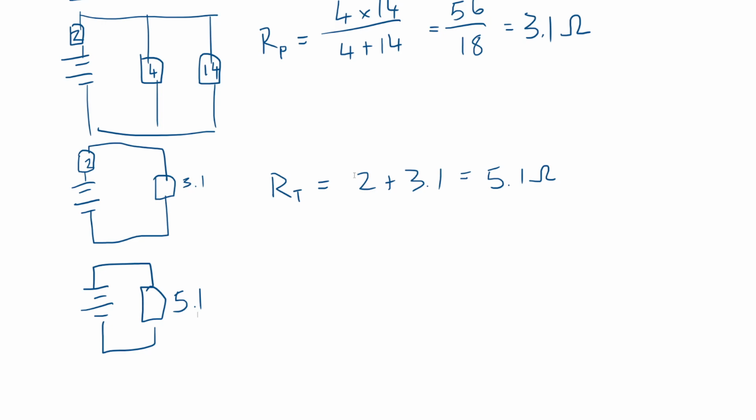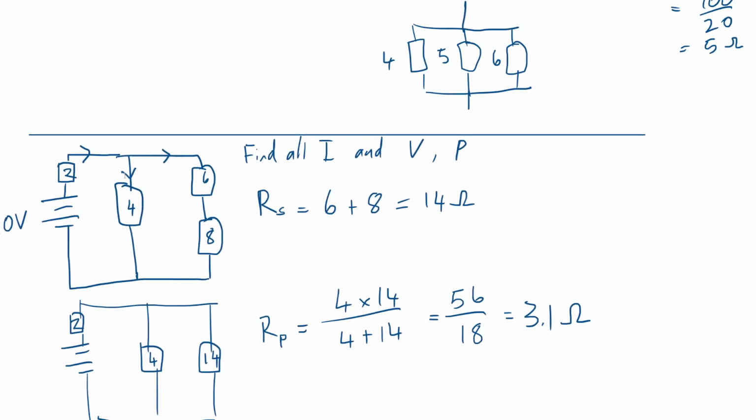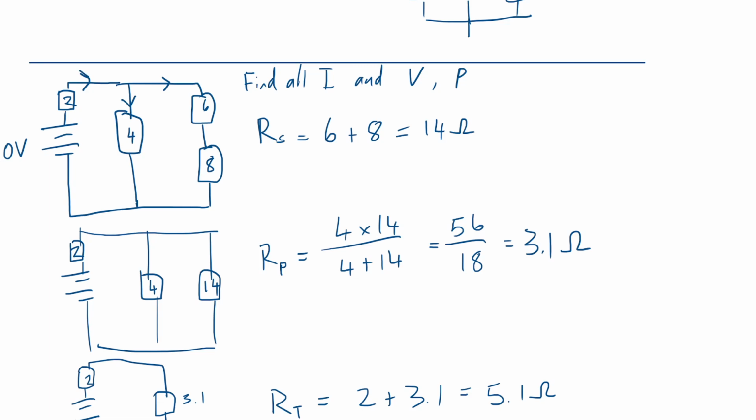But first, we can find the total current. 10 volts was here. We wanted to simplify it to one resistor to easily find the total current. As we know by Ohm's law, current is voltage over resistance. 10 volts over 5.1 ohms is 1.96 amps.